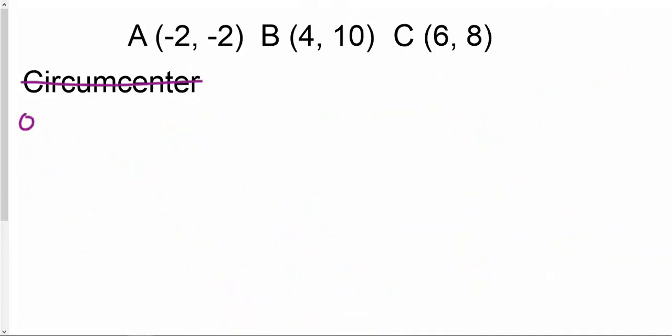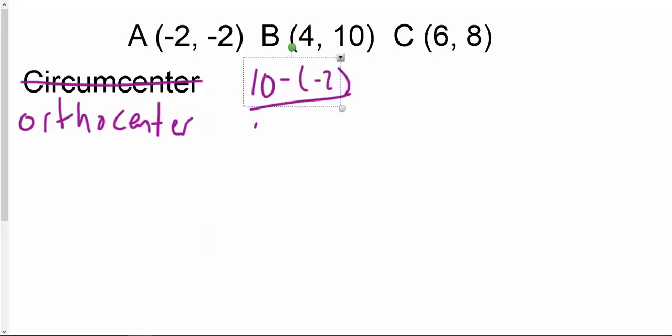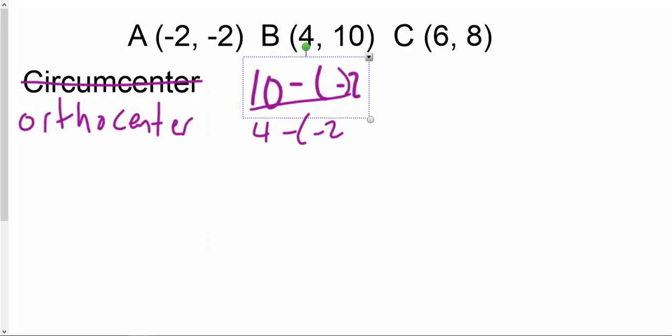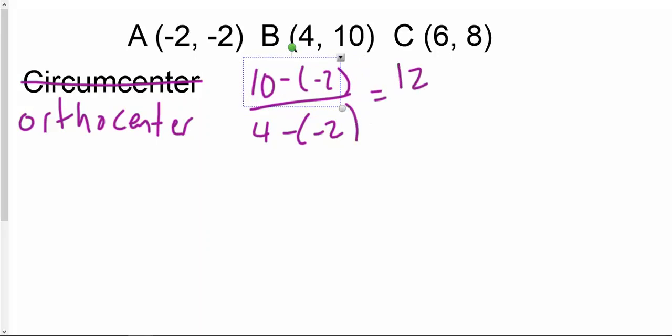All right, let's do the same thing, but with orthocenter this time. So with orthocenter, we still need to find the perpendicular slopes. So go 10 minus negative 2 and 4 minus negative 2, which gives me 12 over 6, which gives me a slope of 2. The perpendicular of that, which we talked about, is already negative 1/2.